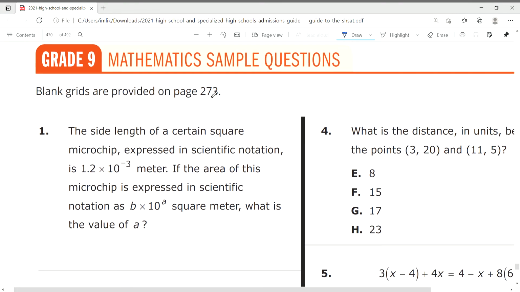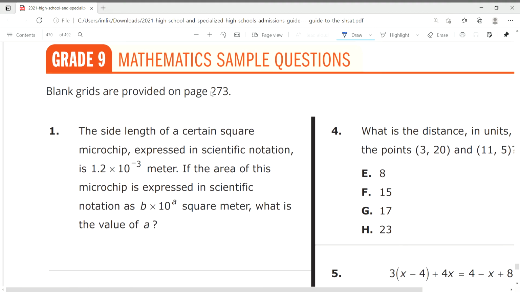Okay. So the side length of a certain square microchip is expressed in scientific notation as 1.2 times 10 to the power of negative 3. If the area of this microchip is expressed in scientific notation as b times 10 to the power of a square meter, what is the value of a? So we are given that it's a square, and we want to find the area. We know that the area of a square is equal to side squared.